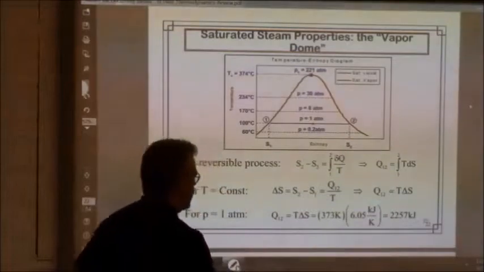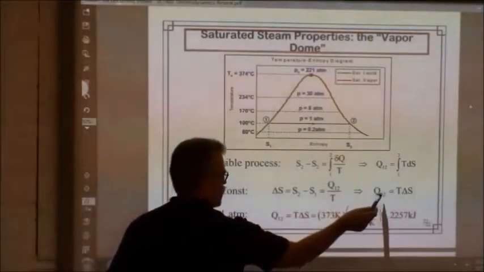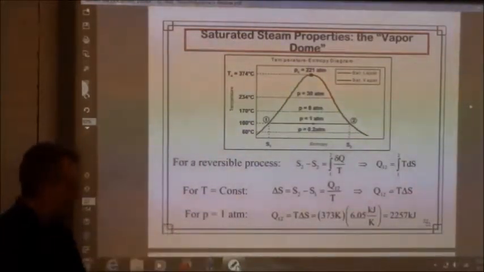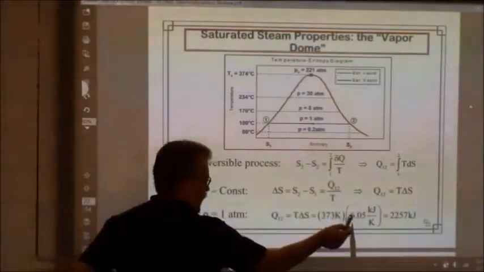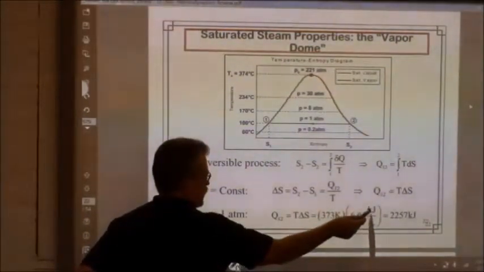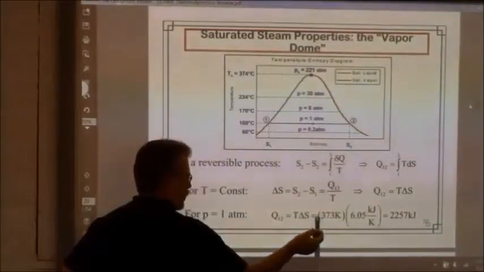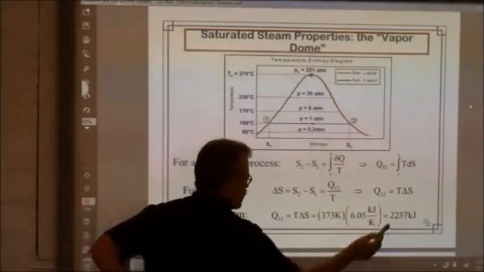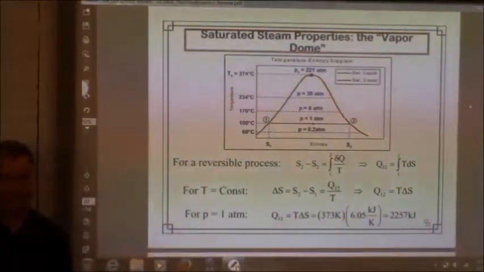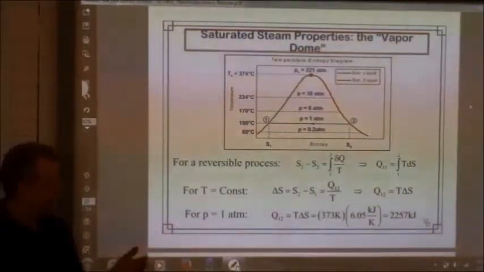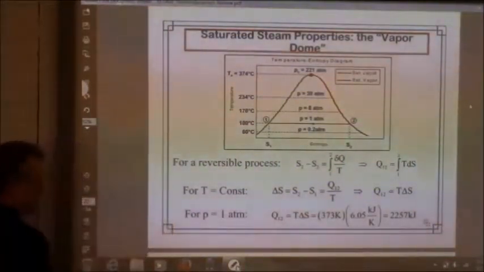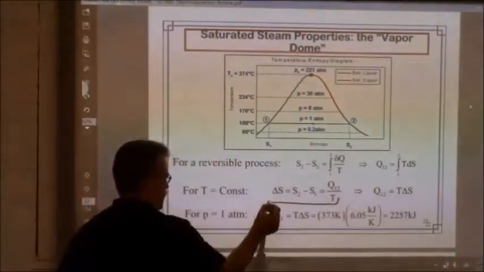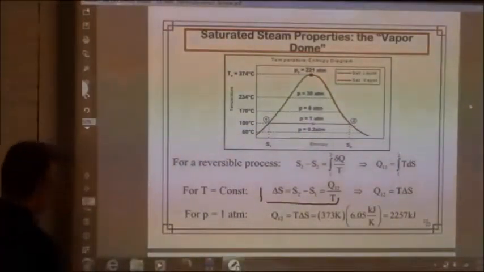Okay. If we're at a constant pressure process, the heat transfer is equal to the temperature times the change in entropy. So for a pressure at 1 atmosphere, you remember that for our boiling pot of water, we had 6.05 kilojoules per Kelvin. If I multiply by the temperature at 100 degrees C, 373 Kelvin, you get 2257 kilojoules, which is the amount of heat that was added. Okay, so there's a relationship between entropy and heat transfer. Okay, we will use this particular relationship again when we start talking about thermodynamic cycles.